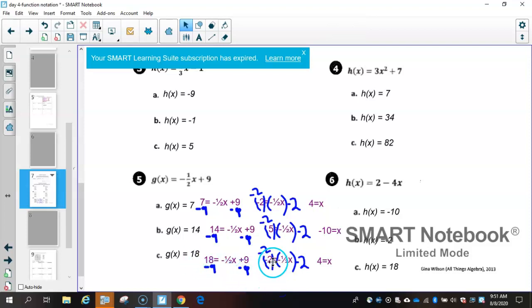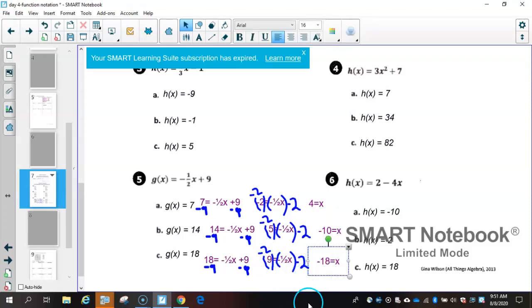We're still subtracting 9, but when we subtract 9, we get 9. We're still multiplying both sides by negative 2, and when we do that, we get negative 18. So when we put negative 18 back in here, we get negative 18 times negative 1/2, which is positive 9. 9 plus 9 is 18, so that works. So that is how you would do this algebraically.